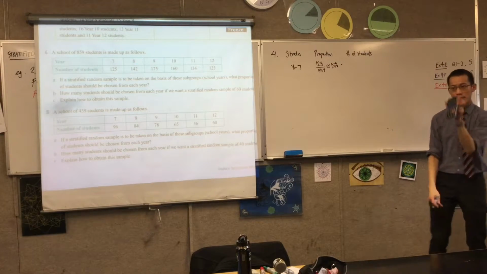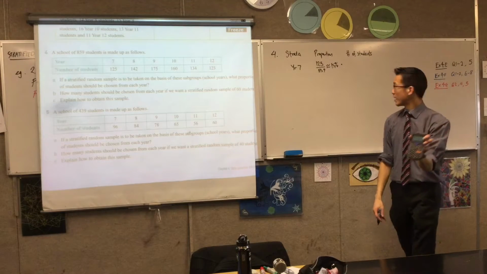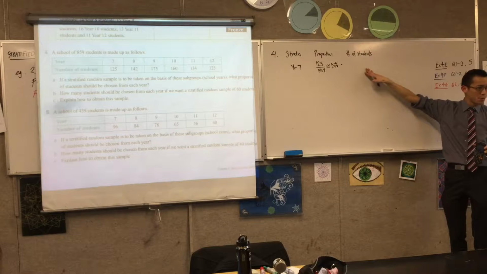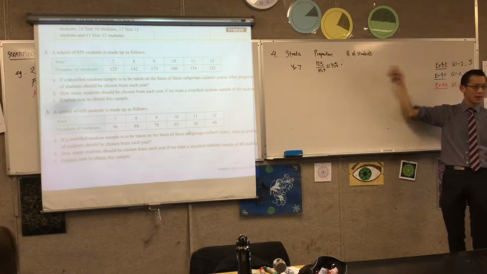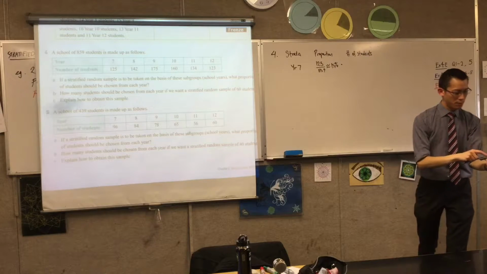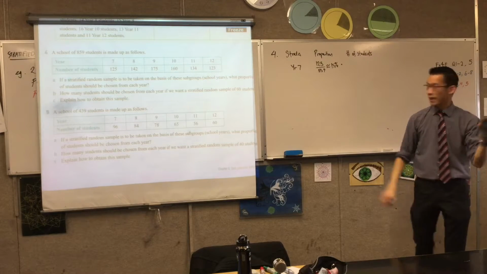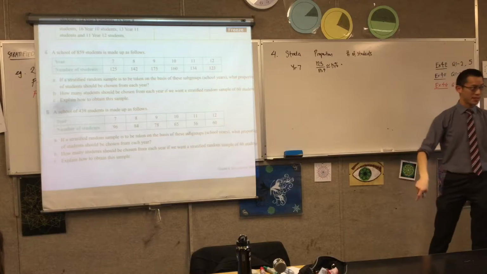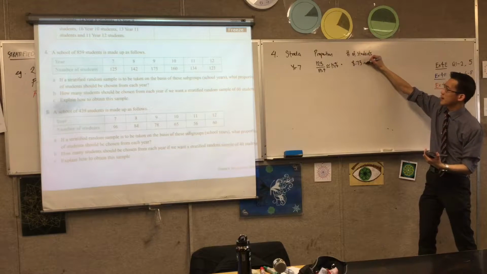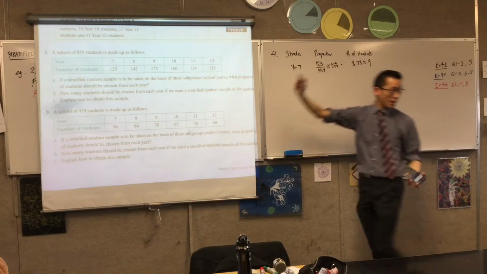Now, here's what's lovely. Having got that number in my calculator, I want 15% of my final group of students to be year 7s. So I'm going to take the same number that's in my display and multiply by 60. 15% times the 60. So you can see I'm going to get 8.73, which is approximately equal to 9.